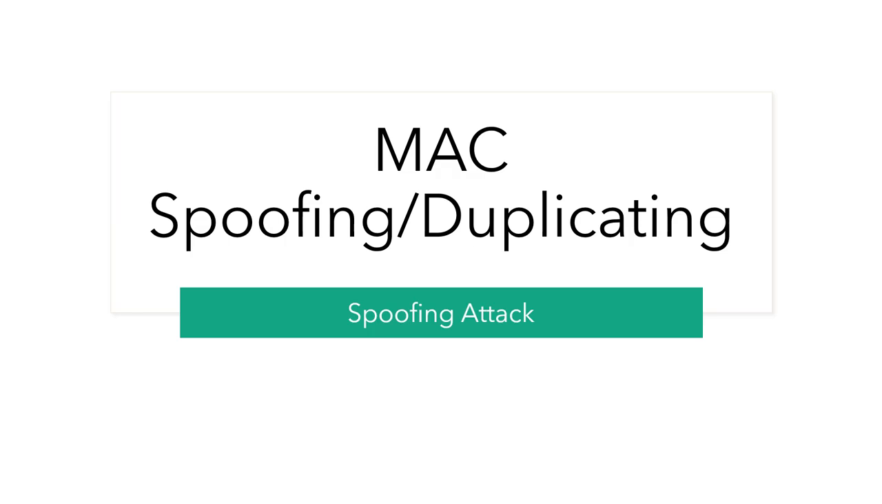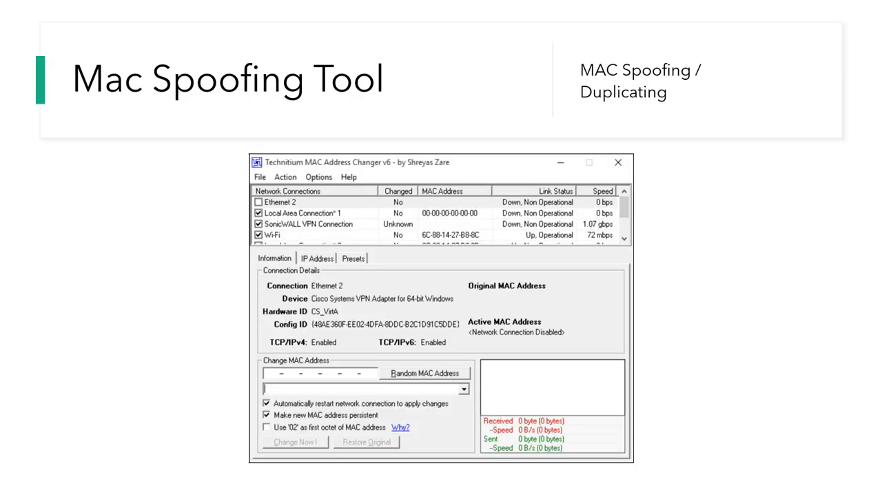The attacker sniffs the MAC addresses of users that are active on the switch ports and duplicates the MAC address. By duplicating the MAC, the attacker can intercept the traffic, and the traffic destined to the legitimate user may be directed to the attacker. There are several tools which offer MAC spoofing with ease. This includes Technitium MAC Address Changer and SMAC, S-M-A-C.